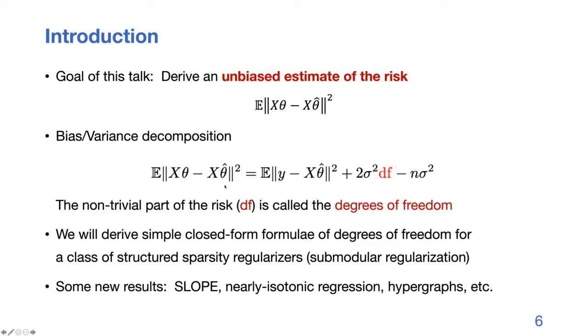Thank you. In this equation, the non-trivial part of the risk is DF, which is called the degrees of freedom. This is the main topic of this talk. I will derive a simple closed-form formula for degrees of freedom for a class of structured sparsity regularizers, which I call submodular regularization. This formula contains some new results for estimators like slope and nearly-isotonic regression and so on.